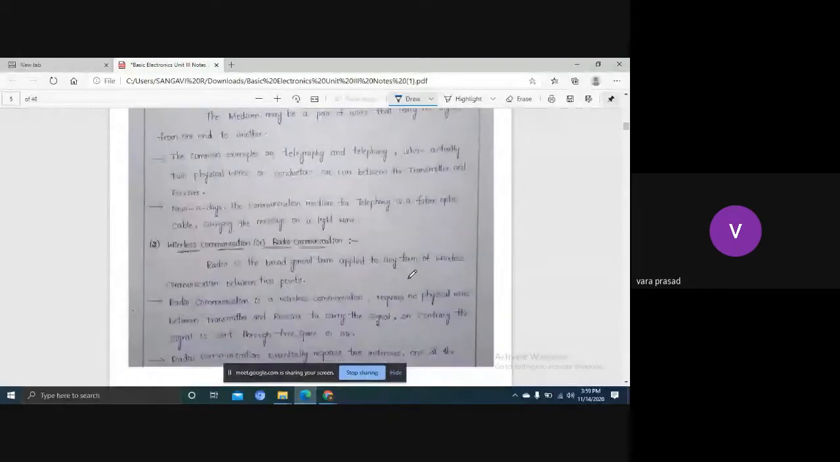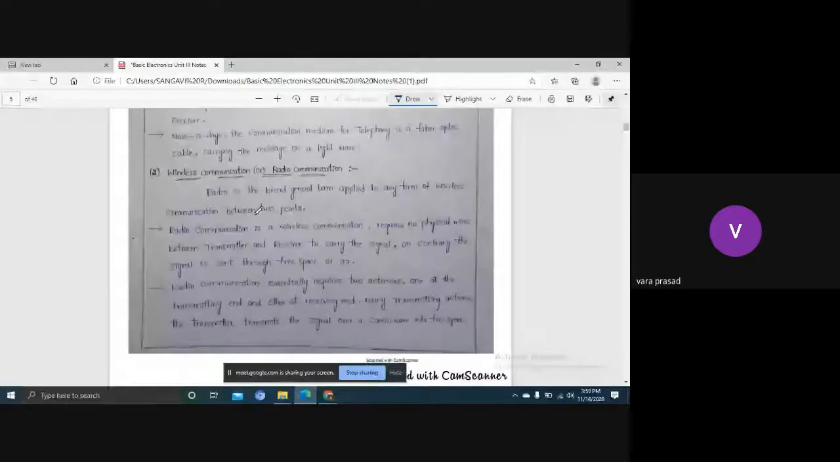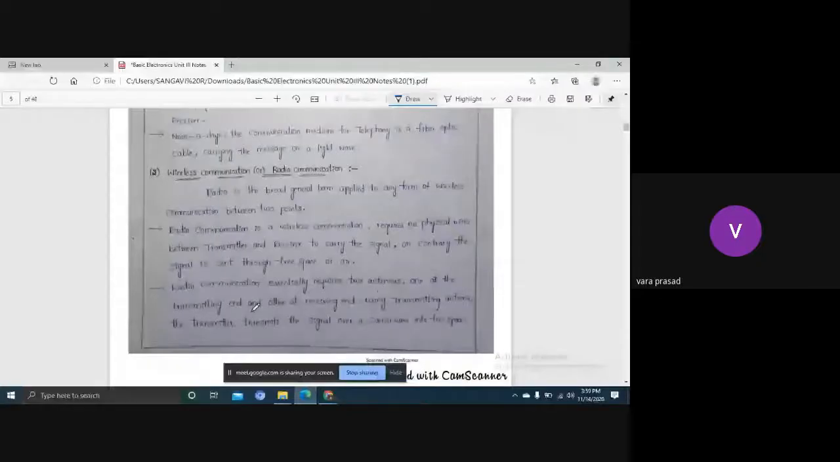Wireless communication. Radio is the broadcasting term applied to any form of wireless communication between 2 points. Not only radio, nowadays mobile communication also. Radio communication is wireless communication, which requires no physical wire between transmitter and receiver to carry the signal. On the contrary, the signal is sent through free space or air. There is no line; we are sending the signal in free space or air. Radio communication essentially requires two antennas, one at the transmitting end and another at the receiving end.